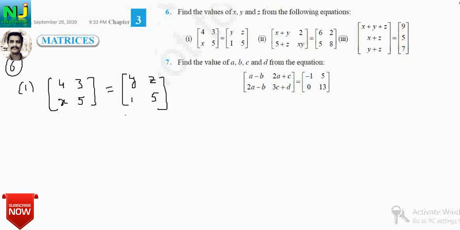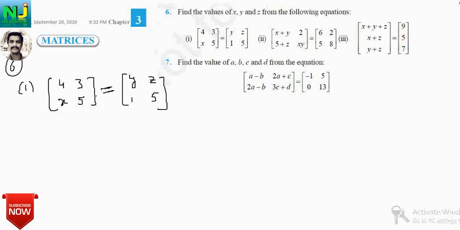What does the problem say? Find the value of x, y and z from the following equations. The matrices are in equality form. Therefore on the left hand side and right hand side two matrices are given which are equal, because this is an equation, these two matrices are equal matrices, obeying the equality of the matrices.